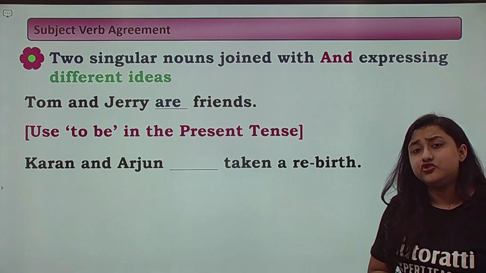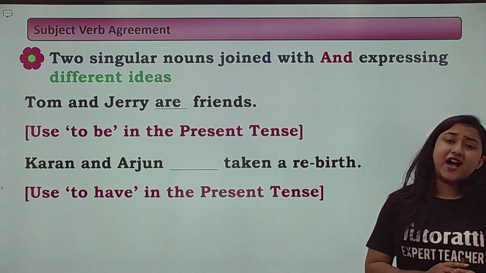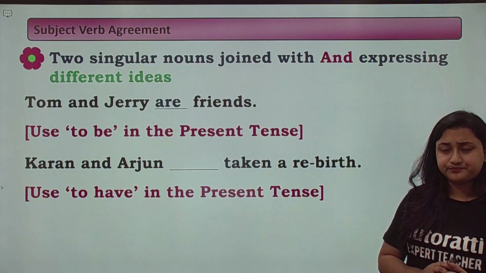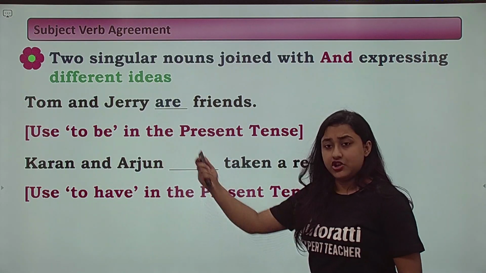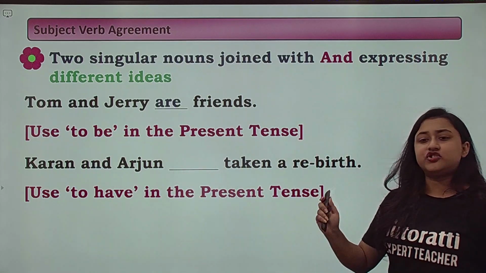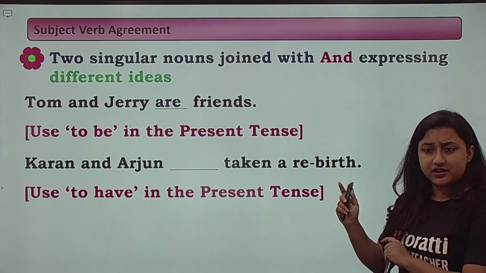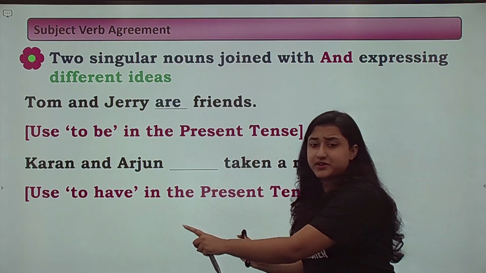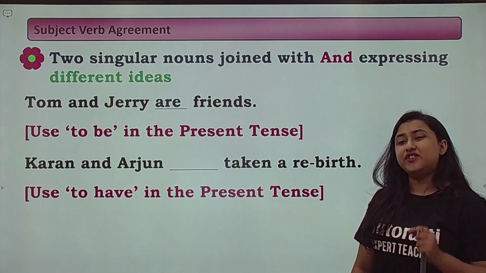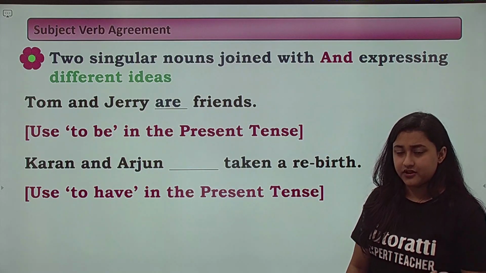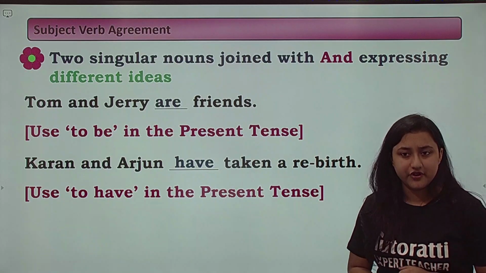Alright. One more. Karan and Arjun dash taken a rebirth. Now, what do we need to use? Use to have in the present tense. Which are the two singular nouns? It's Karan, Arjun, joined by and, dash taken a rebirth. So, what is the rule, children? Two singular nouns, Karan, Arjun, joined by and. Karan is a different person, Arjun is a different person. So, the verb always has to be plural. Now, which is the plural verb? Has or have? Yes, it is have. So, Karan and Arjun have taken a rebirth.